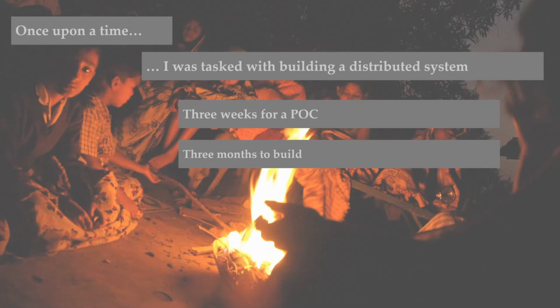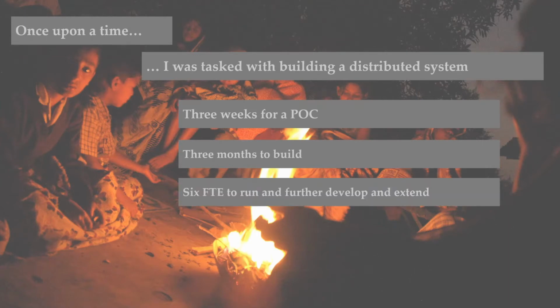But from there, things rapidly went south. A year later, we had a total of 6 full-time employees to run and further develop that system in parallel. So we were already providing service to a number of customers, and we were improving on the system at the same time. And I think that this really shows that things like CosmosDB and Azure Functions deliver on their promise.